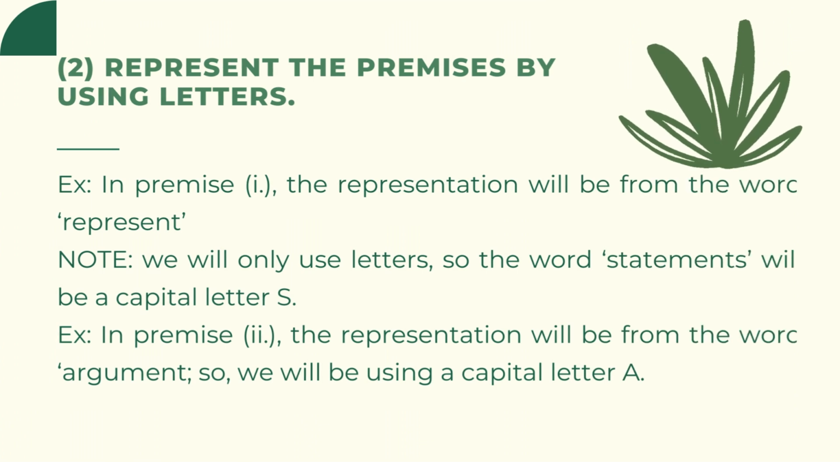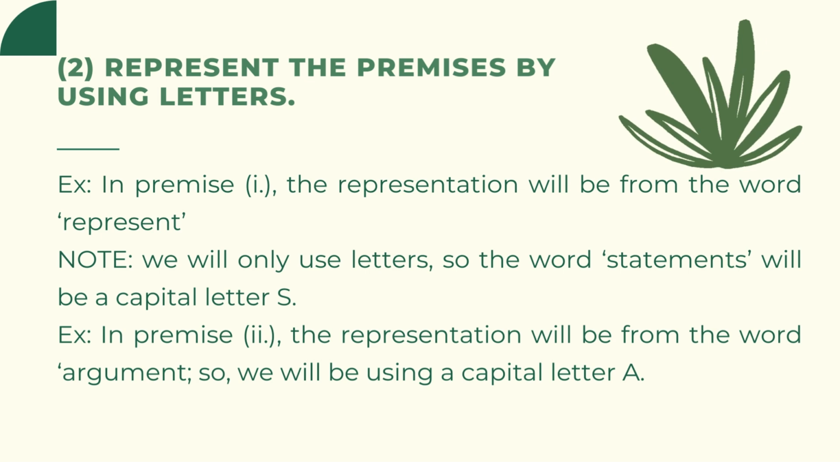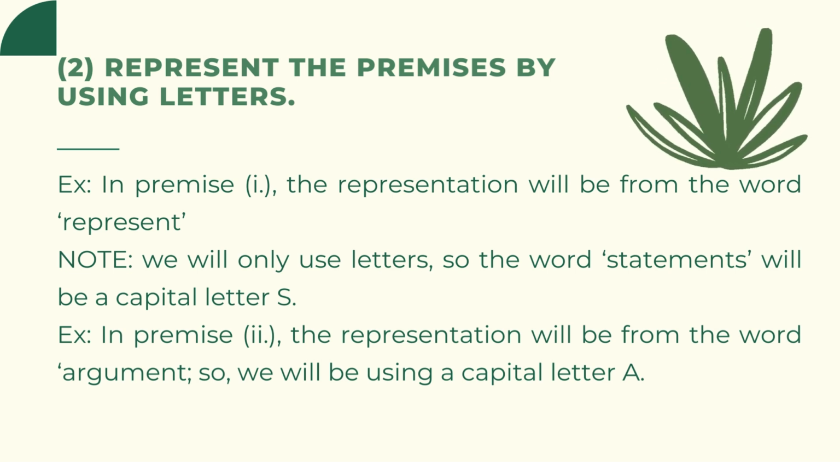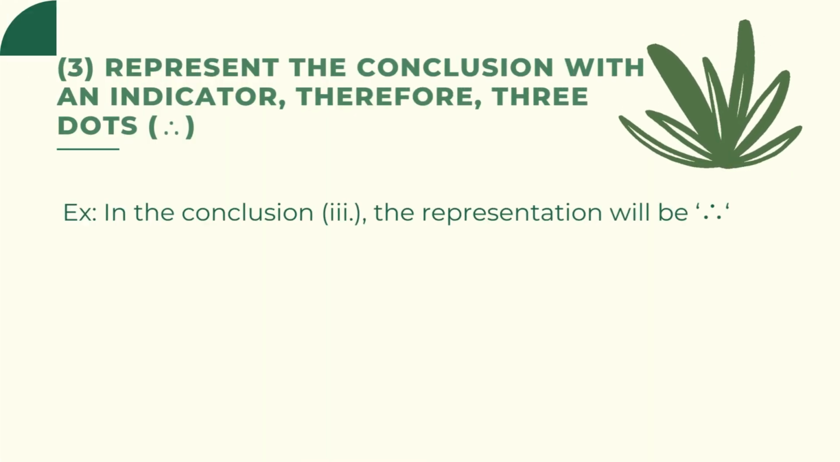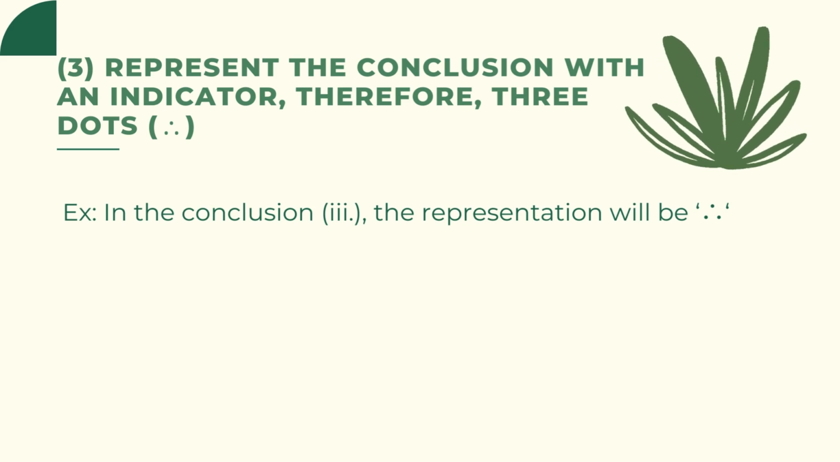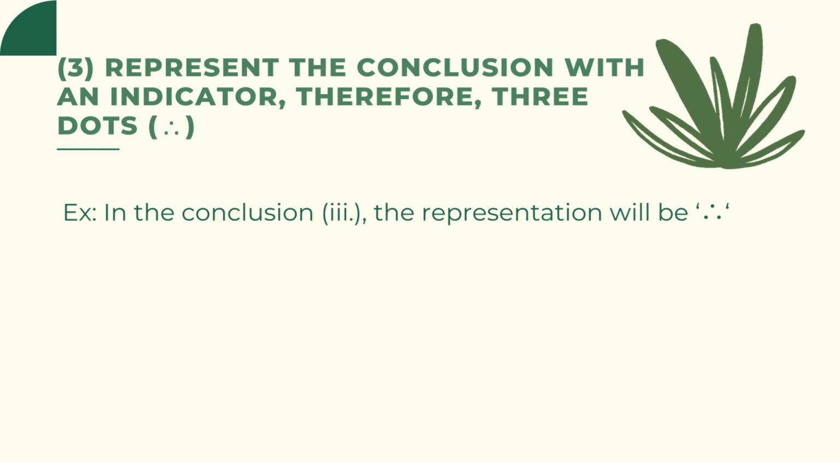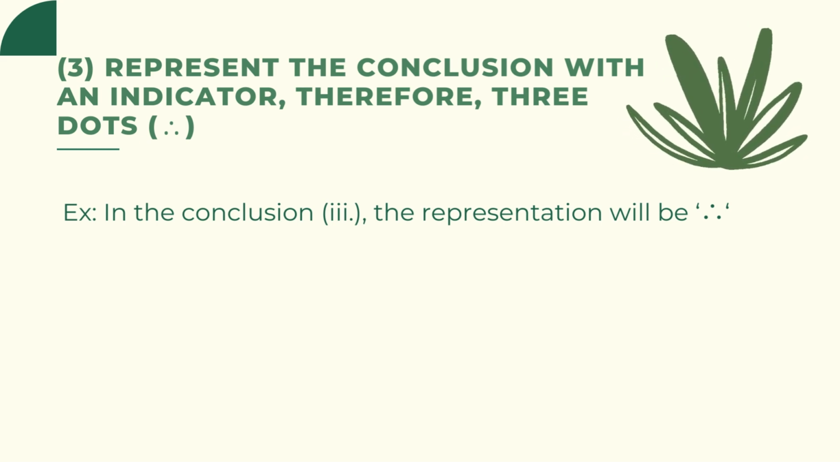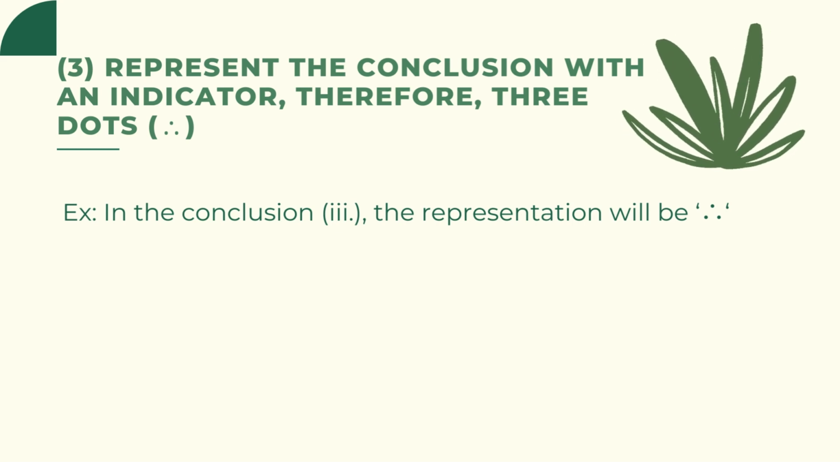Second, represent the premises by using letters. For our compound statement, the word represent is represented by capital R, capital S for statements, and capital A for arguments for simple statements. Third, represent the conclusion with an indicator, which is the 3 dots. In our example, we write it as the 3 dots, and therefore, we can represent arguments.